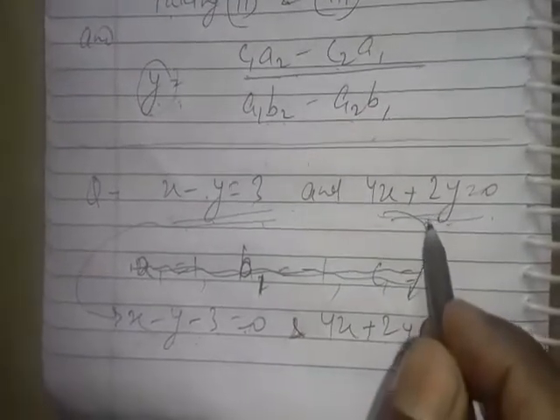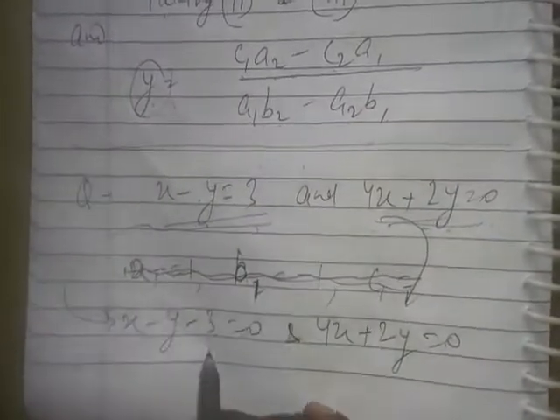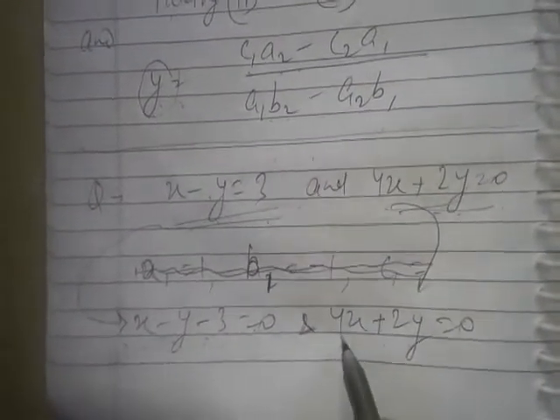With this we can find the values of a1, a2, b1, b2 and c1, c2. The value of a1 is 1, b1 is minus 1, c1 is minus 3. Here a2 is 4, b2 is 2 and c2 is 0. Since no constant term is here, c2 will be 0.